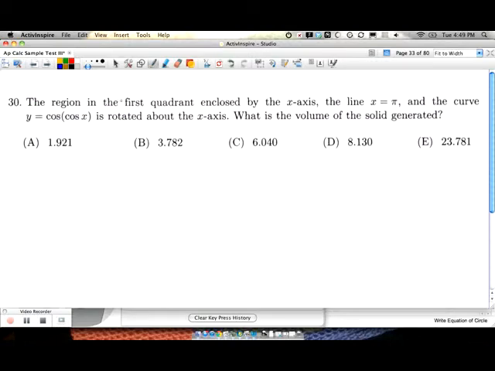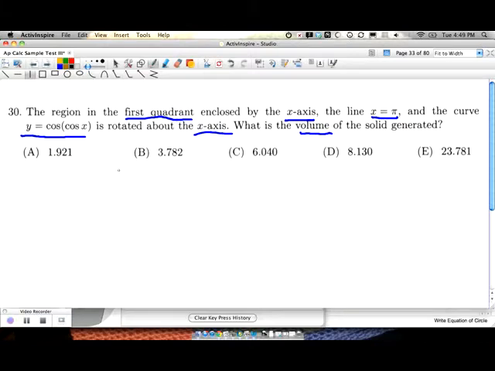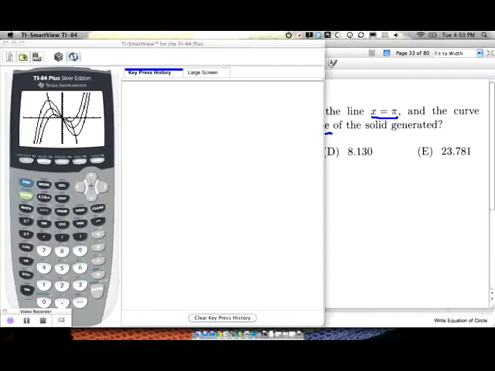Moving on, number 30. The region in the first quadrant enclosed by the x-axis, the line x equals pi, and the curve y equals cosine of x is rotated about the x-axis. What is the volume of the solid generated? Well, let's give ourselves some pictures because we love pictures. We start out with an x and y axis, so we know what we're looking at here, and we need to know what this curve looks like.